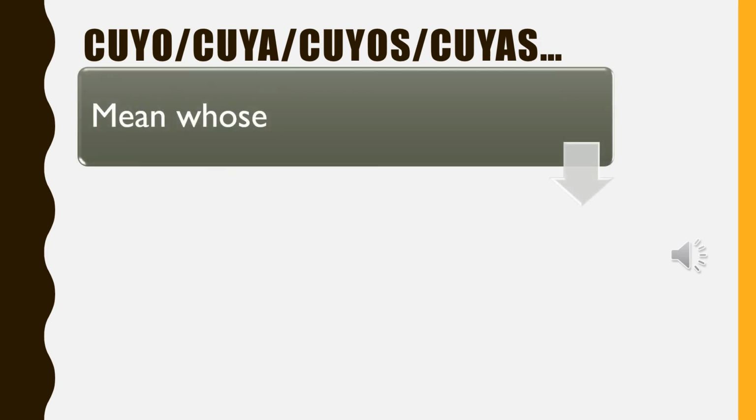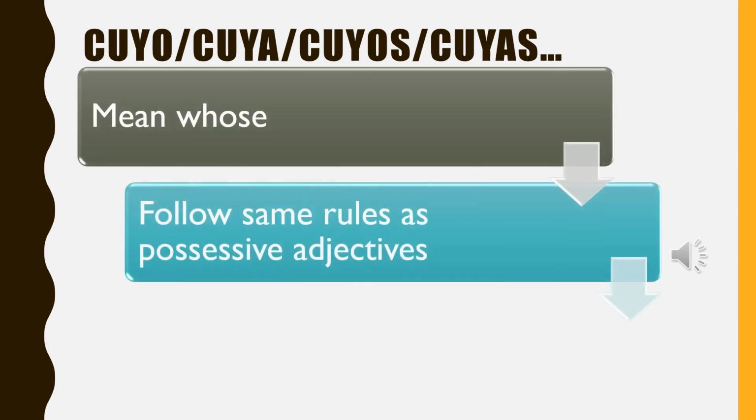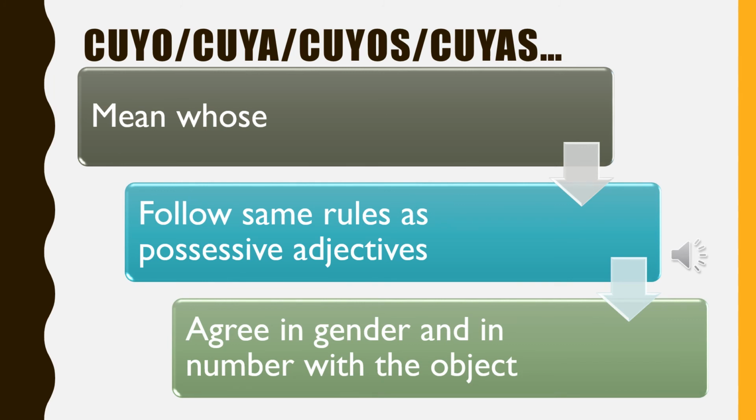We also have cuyo, cuya, cuyos, and cuyas. These mean whose. And they're going to follow the same rules as possessive adjectives. So basically what that is they have to agree in gender and number with the object you're talking about.